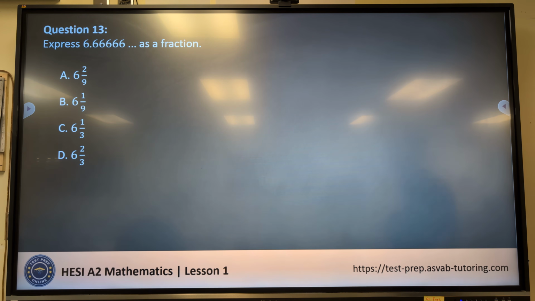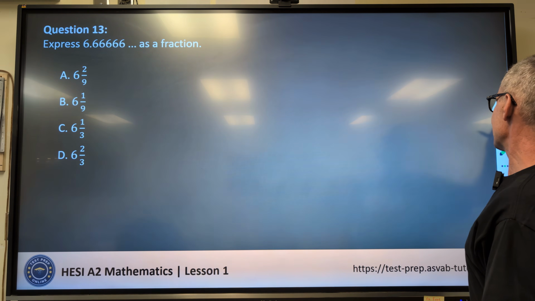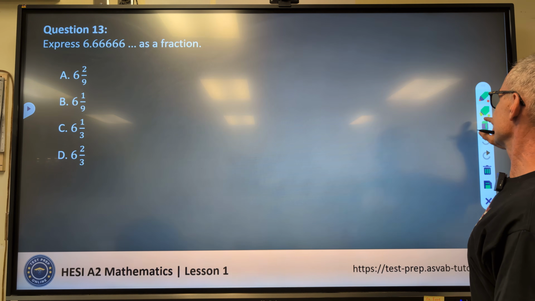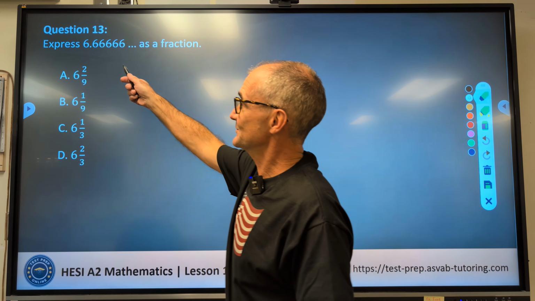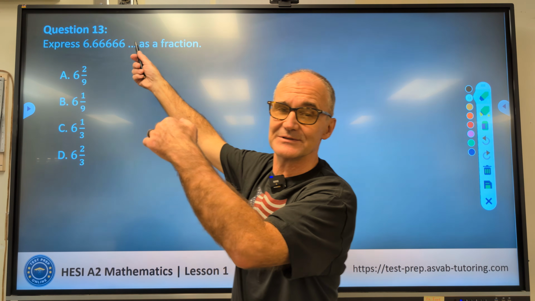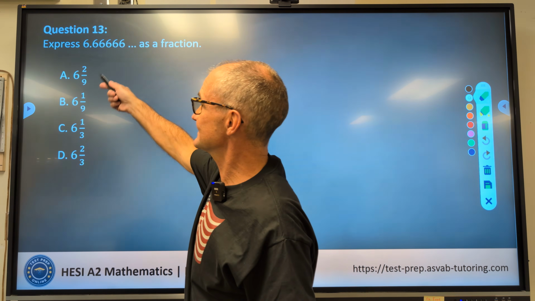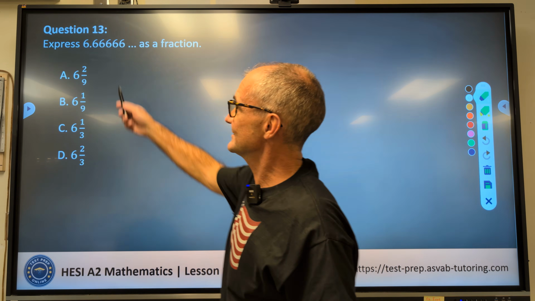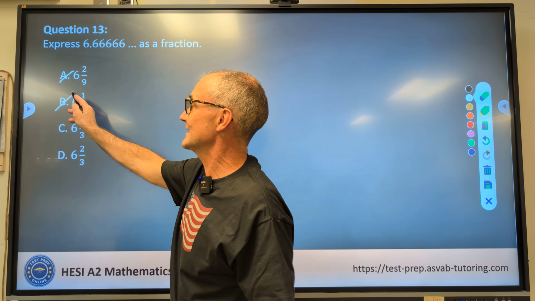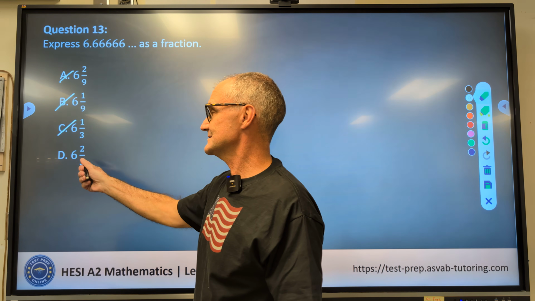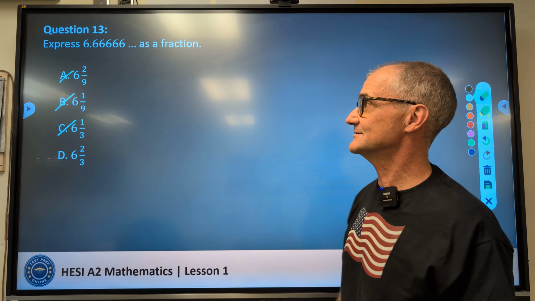Problem number 13. This is just kind of math knowledge, actually. So this one you kind of need to know. You could grind it all out. But this is 6.666. Dot, dot, dot means it's continuous on to infinity. I look at all these answers. And I know this is greater than a half. So it can't be that one, or that one. This is the only one that's greater than a half. So there's your correct answer, answer D.